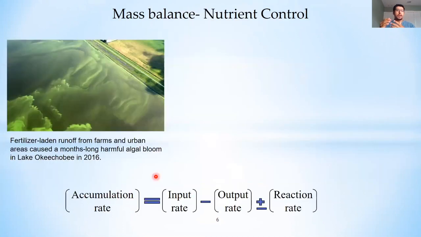So what we have here, overall, the equation is, if you want to write down mathematically, as an engineer, we do like to use equations and numbers all the time. So what we have: the accumulation rate equals the input rate minus the output rate plus the reaction. We have some input to the system, some output from the system, and some reaction going on.